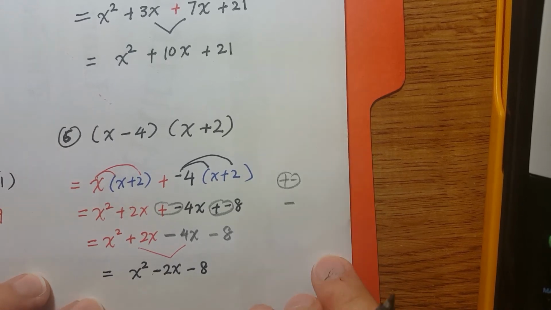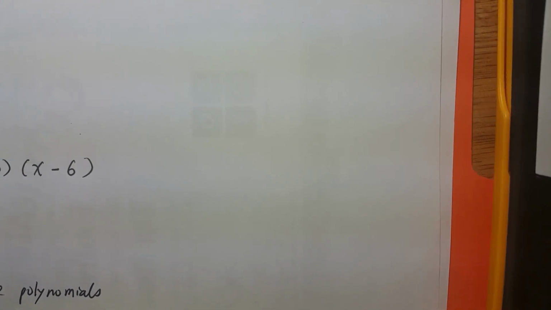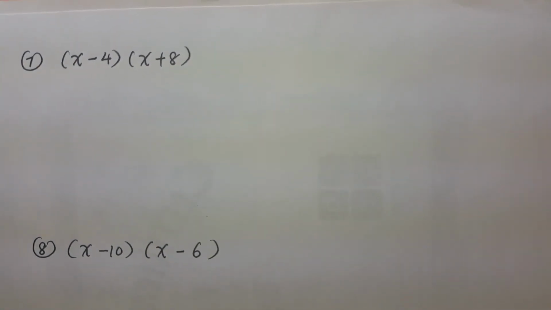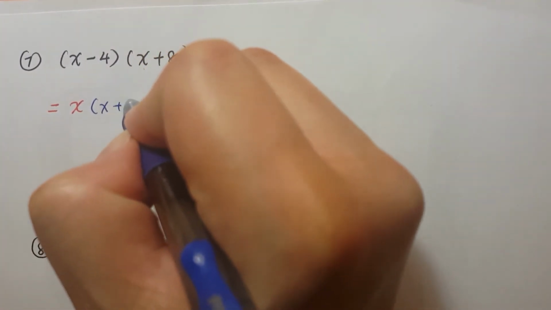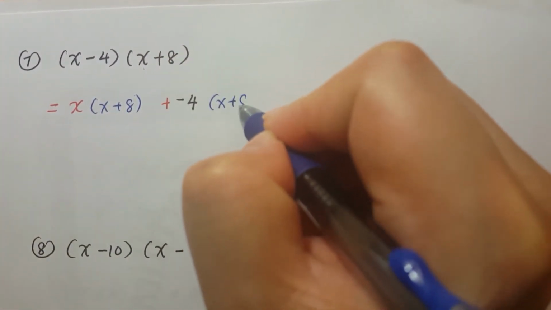Okay, so we finished question number 6. Let's go to question number 7. Number 7, so we have x minus 4. So we're going to separate it into x plus, always to plus negative 4. So to make it easier, now we're going to use x plus 8 and x plus 8.